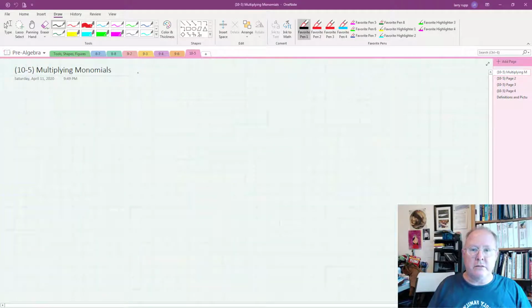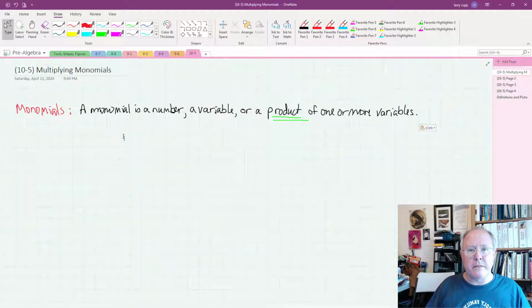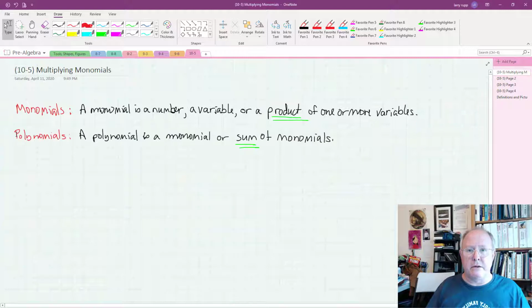This section is titled Multiplying Monomials. And a good question to ask would be, what exactly is a monomial? Well, let's get some definitions down. A monomial is a number, a variable, or a product of one or more variables. The next thing we need to know is, what's a polynomial? A polynomial is a monomial or a sum of monomials.